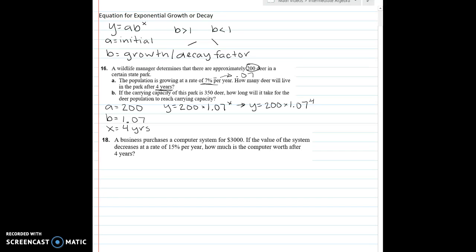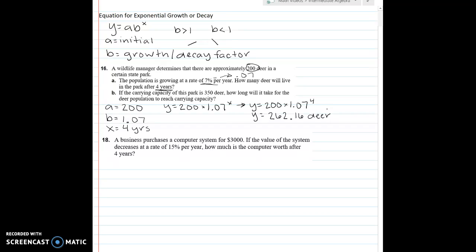Okay? So I'm going to put that in my calculator. You can't see this happening, but hopefully you'd end up at the same place. I'm going to take 1.07 to the 4th power, which gives me 1.310 and some change. Then I'm going to multiply that by 200. Hopefully you're doing this in your calculator as well. So after 4 years, y is going to be equal to 262.16 deer. Obviously, you can't have 0.16 of a deer, so we could round down.